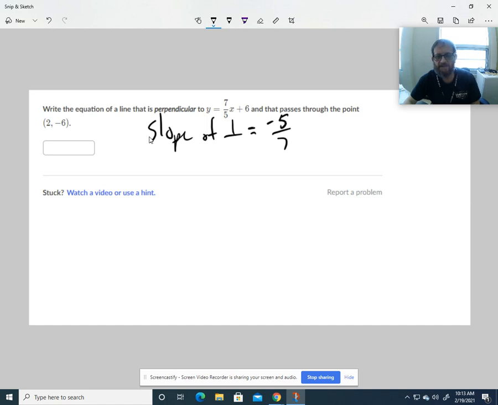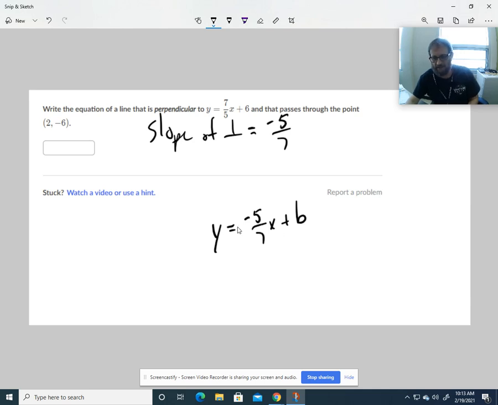Now, it doesn't say how to write the equation of the line, so I'm guessing you can write it in whatever form you want. But they wrote theirs in slope intercept, so we'll write ours in slope intercept. So it's y equals -5/7 x, and then I don't know what the b part is. Y equals mx plus b, right? I don't know what the b part is, and that's what this point helps me find, because what they've told me is what the y and the x are.